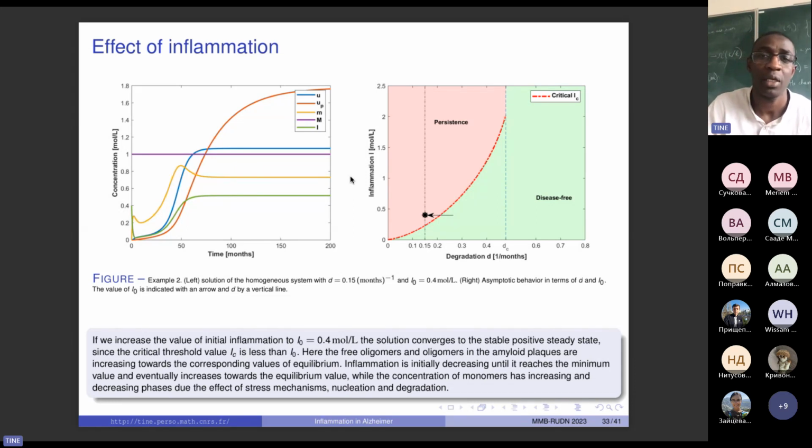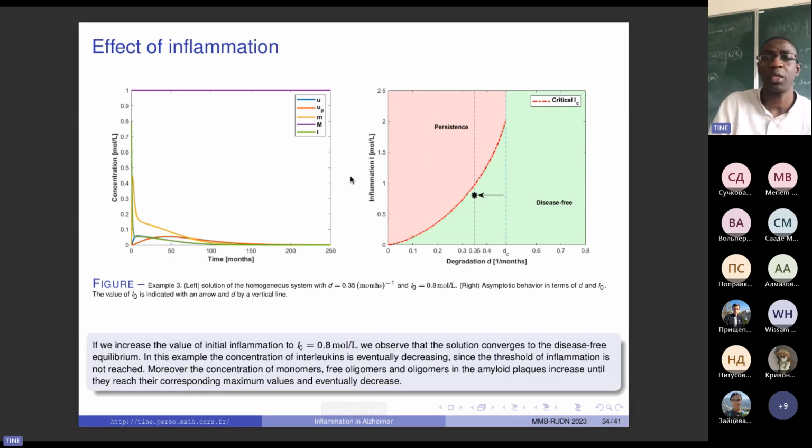we are able to show theoretically and numerically that we have the existence of another critical point, different from the disease-free equilibrium. Of course, we can continue again here. Here again, we increase the value of D, and we increase again the value of I0.